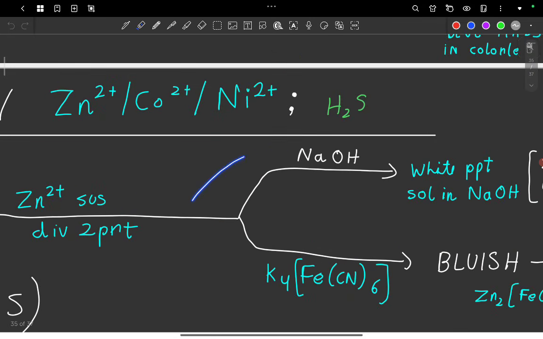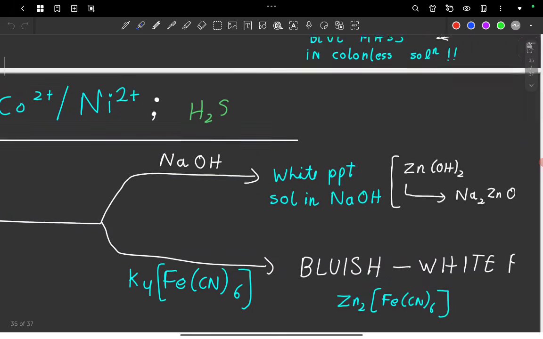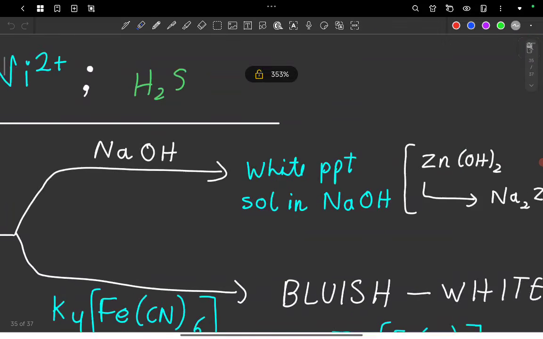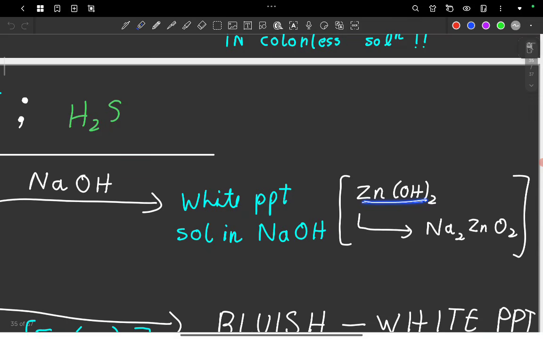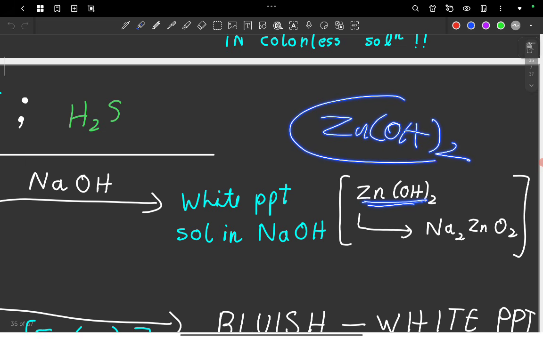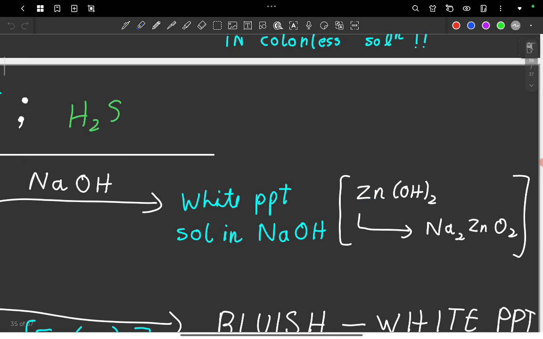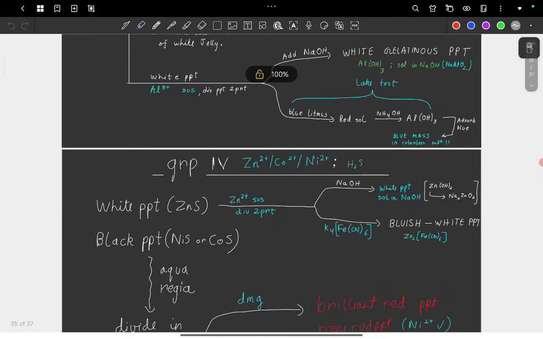The other part reacts with sodium hydroxide to form a complex. Not exactly a complex, it's just a basic salt. It's like Zn(OH)2, zinc hydroxide, and it is soluble in NaOH by forming Na2ZnO2.